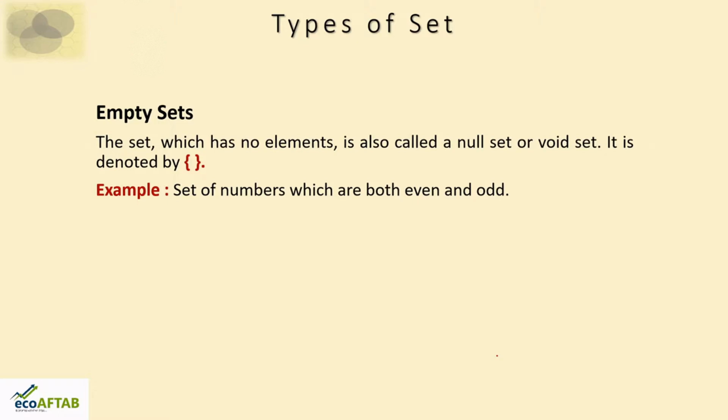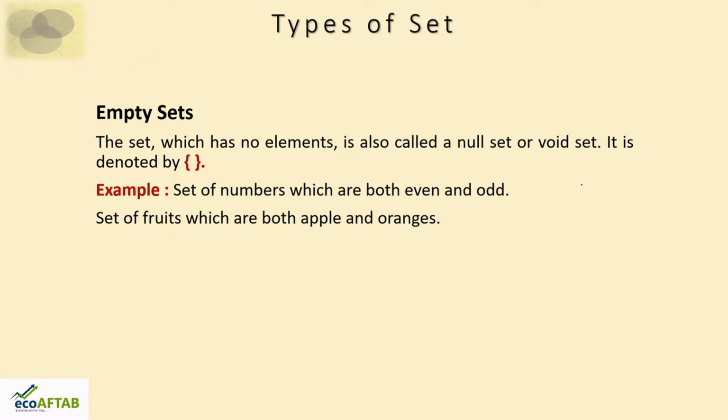So the set of both even and odd will be a null set. Can you find a fruit which is both apple and orange? No, the fruits will be either apple or orange. So the set of apple and orange is an empty set. So these are the two examples.